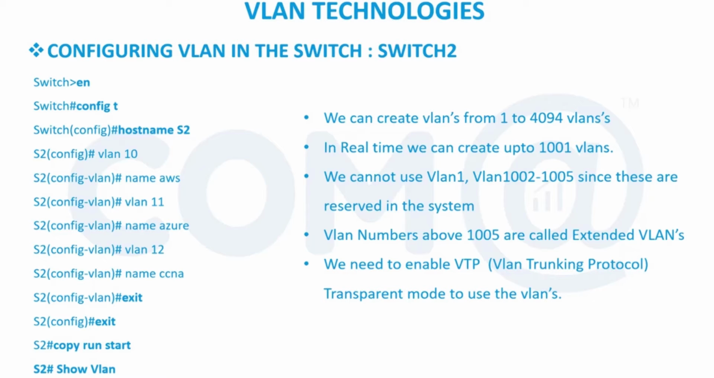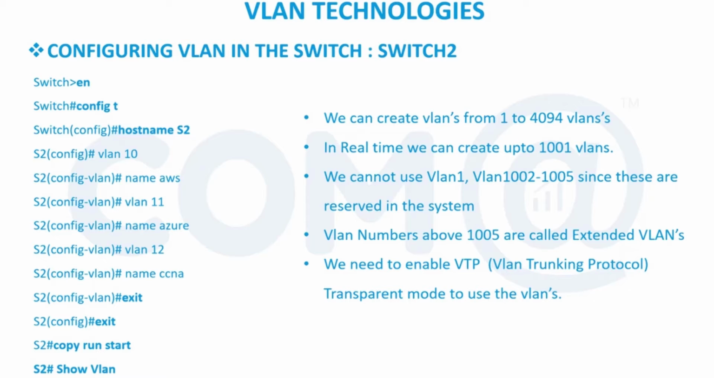And copy the command. So understanding the basics of VLAN, we can have a maximum of 4094 VLANs. It depends on the switch. Some switches can support about 9000 also, but generally this supports 4094 VLANs. So we can have n number of VLANs based on the business requirement. So in real time, we can create up to 1001 VLANs. We cannot use VLAN 1, VLAN 1002 to 1005. So these are all reserved.